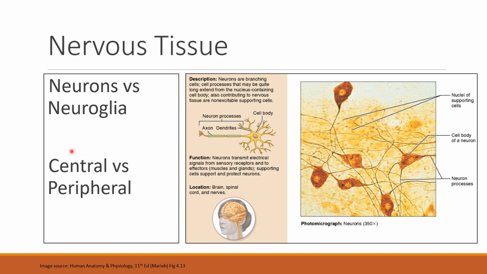Another way to think about it is whether the nervous tissue is in the central nervous system or peripheral nervous system. Central meaning the brain and spinal cord, and then peripheral means elsewhere in the body, the nerves that go out to, say, your arms and your legs.